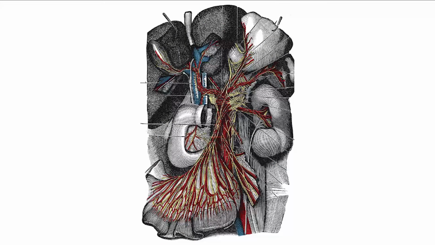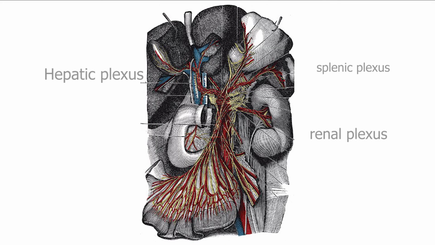As a result, organ nerve plexuses are formed near the organs, that is hepatic, splenic, and renal, which provide innervation to the corresponding organs. At the origin of the superior mesenteric artery, the superior mesenteric plexus is located, which is involved in the innervation of the abdomen.